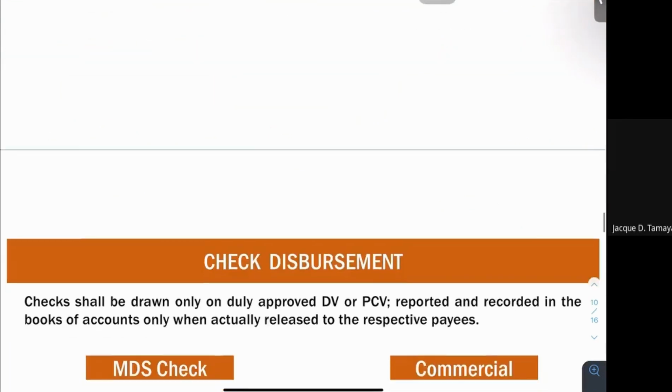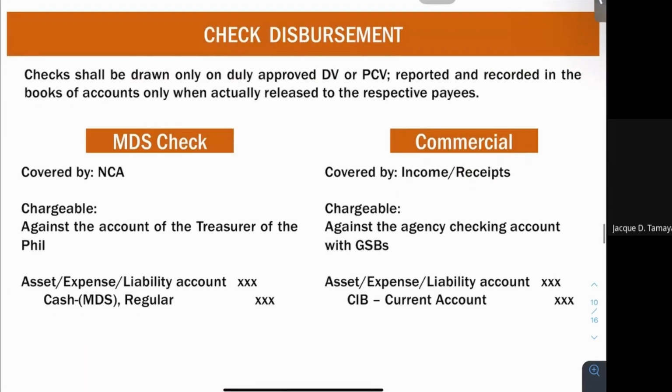So let's discuss first your check disbursement. In your check disbursement, checks shall be drawn only on a duly approved disbursement voucher or petty cash voucher. It is reported and recorded in the books of accounts only when actually released to the respective payees. Remember this one. You record disbursement not only in the registry itself, but you also record the disbursement in the books. And the book normally used here is your cash disbursement journal.